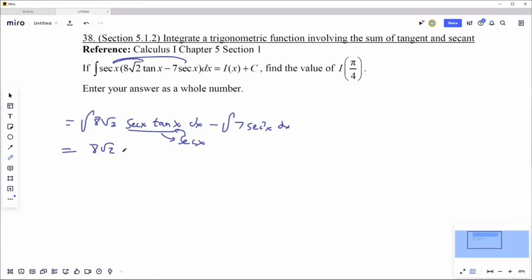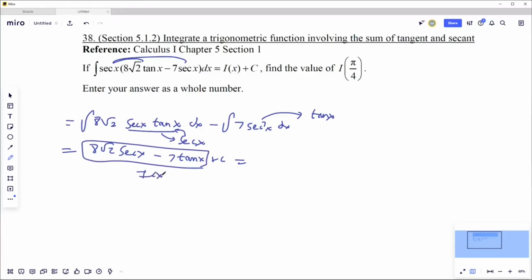So 8 square root of 2 times secant of x minus 7 tan of x, because this is the derivative of tan of x, and the integral of a derivative gives you the function. And this is nothing special, plus c, indefinite. This itself is I of x.